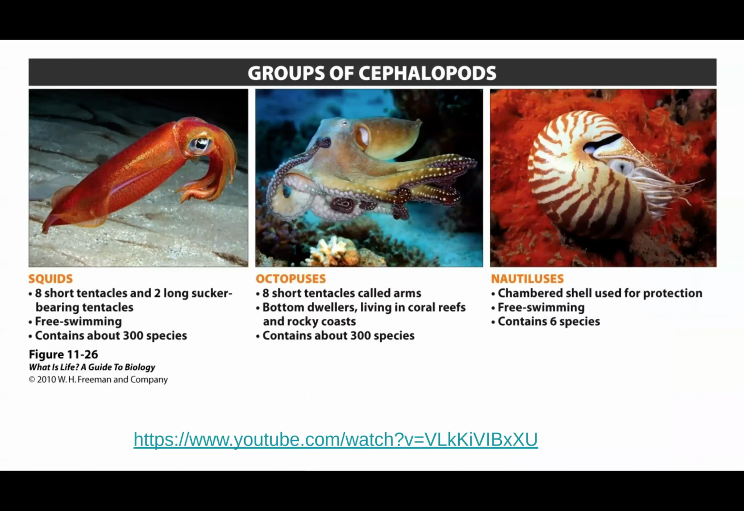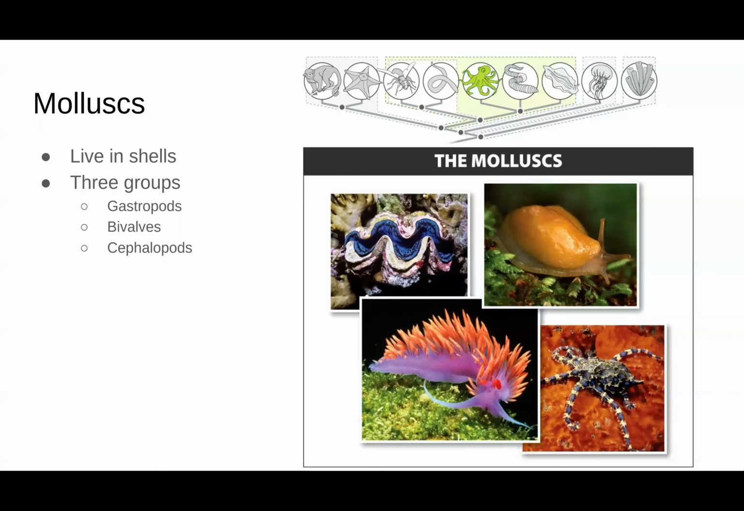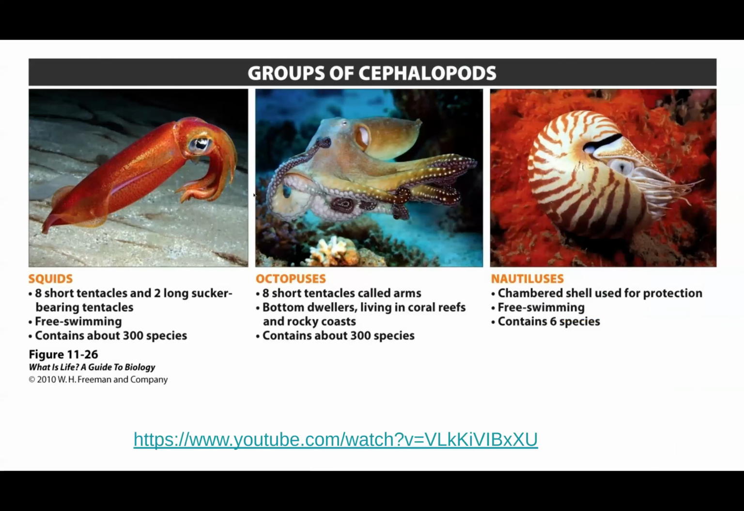When we're thinking about our cephalopods, we have three groups within cephalopods, which is a subsection of the three groups of mollusks. For our cephalopods, we have squids. They have very short tentacles. Sometimes squids will have really long tentacles if you're talking about the giant squids, but typically speaking, your average squid looks like this, very short tentacles. They're free swimming. There's about 300 species out there right now. We have our octopi, which have 8 long tentacles that are called arms. They live on the bottom, in coral reefs. And like our squids, there's about 300 species of them.